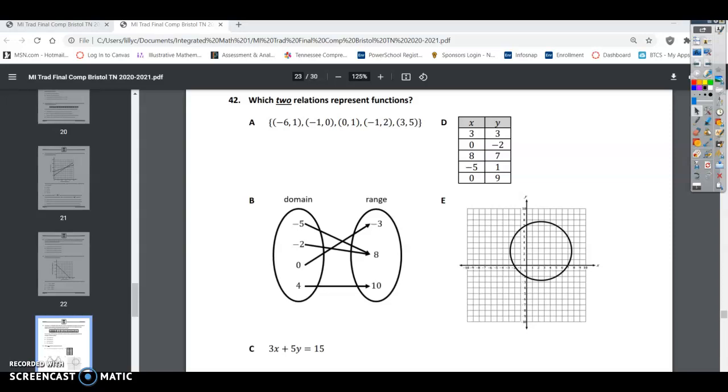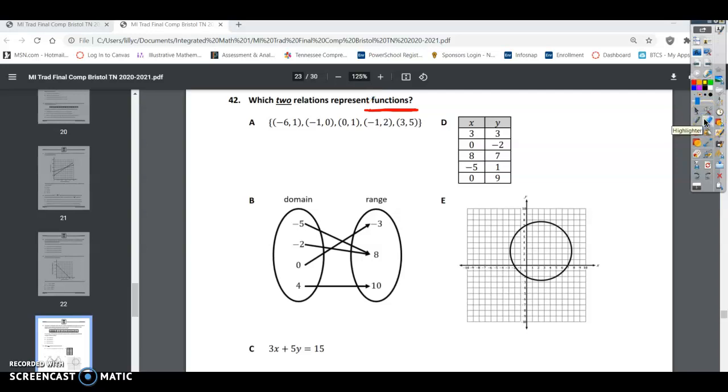Math 1 final benchmark, number 42. Which two relations represent functions? All right, so this is basically a definition question. Do you know what a function is? A function means the x's are unique, and it means that it passes the vertical line test.